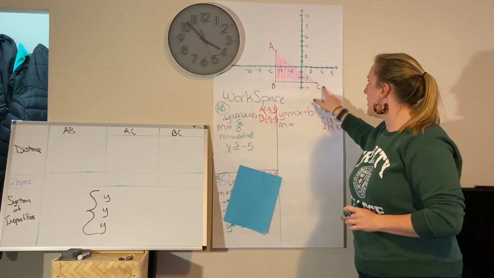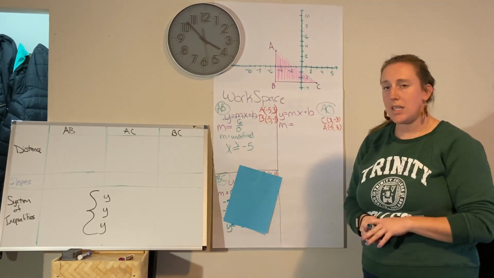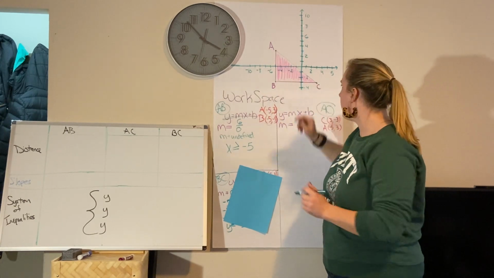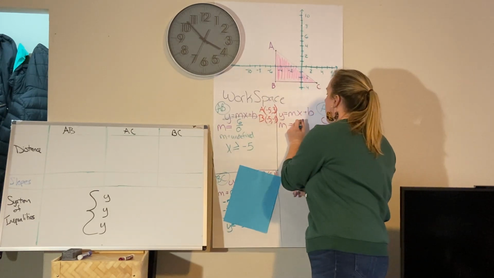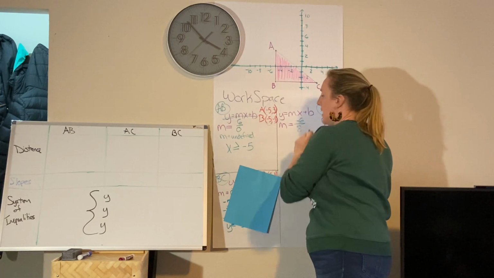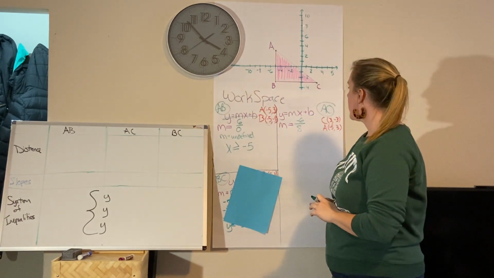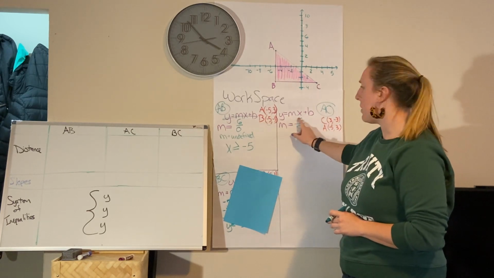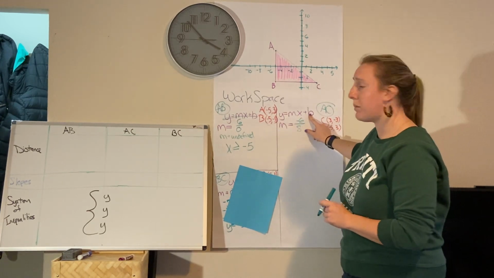AC. AC is my line right here. I do have a slope this time, so we're going to figure it out. We're going to count it. I'm going down 6. I'm going over 8. So I have -6/8 as my slope. Once I have my slope, I'm going to take one of my coordinates. I'm going to take C this time, and I'm going to plug it in for my x and my y. I'm going to plug in my slope so that I can solve for b.